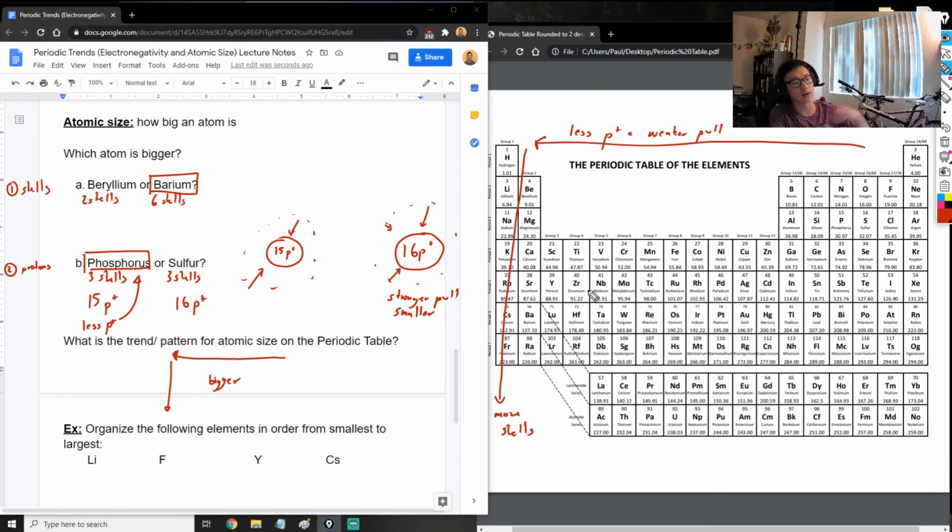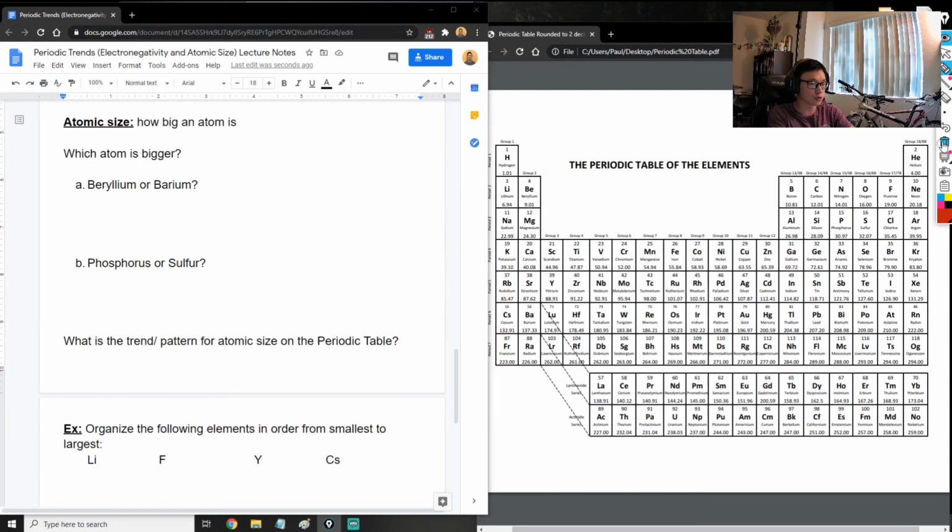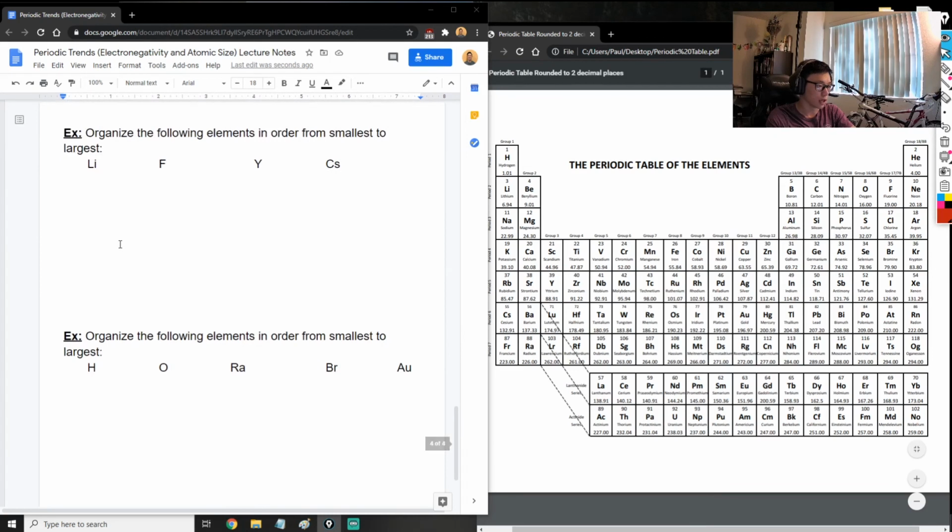So that's the pattern. As you go to the left and as you go down, it's going to get bigger. The atoms get bigger. All right, so hopefully that was helpful. Let's do a couple practice problems, and then I'll let you get started on your assignment.